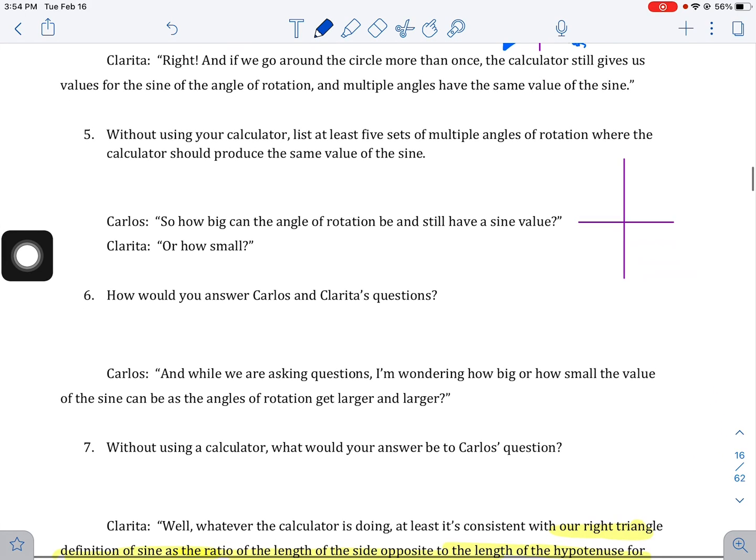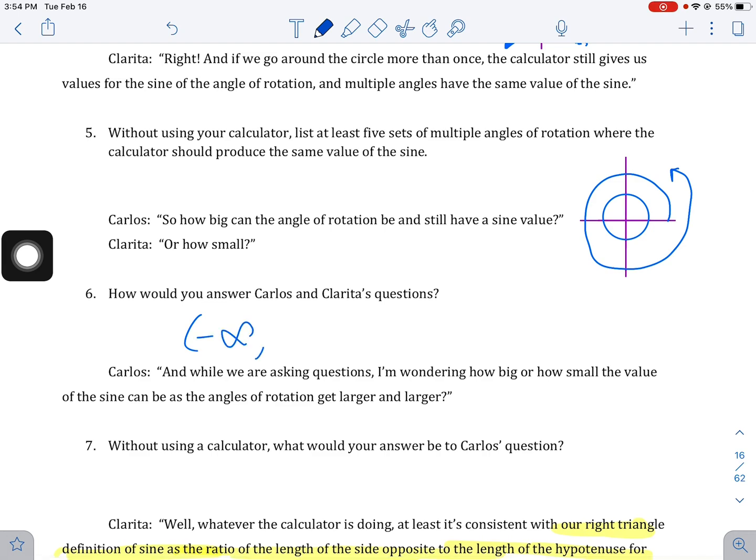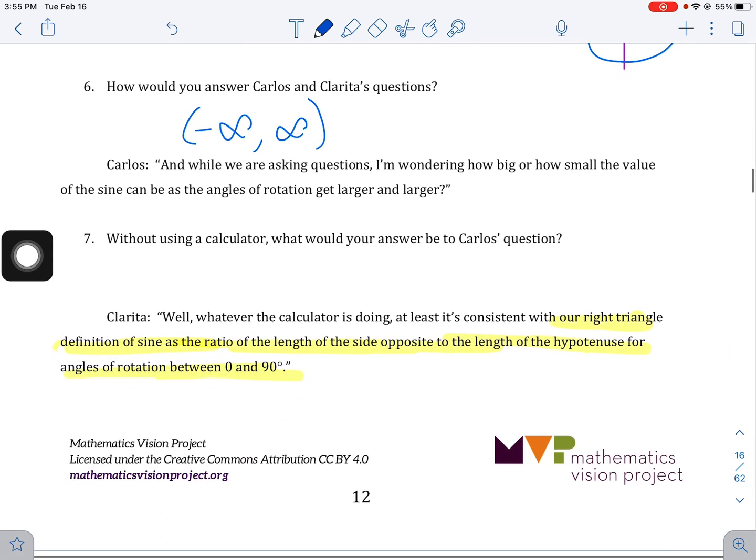And how big and how small? Well, certainly anything with 360 degrees, but we've seen that it can be greater than 360 degrees, so it can rotate over. In fact, it can continue that infinitely. It could even be less than 0. You can also represent it as a negative degree. So therefore, I would have to say that it is anything, all the real numbers here, negative infinity to infinity.